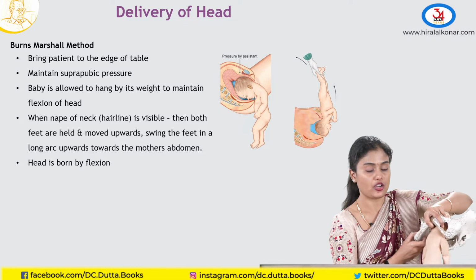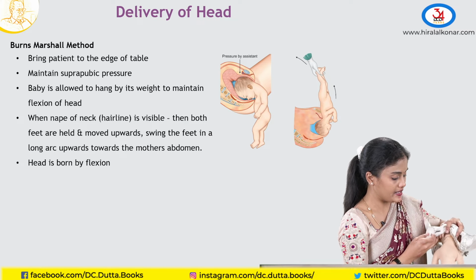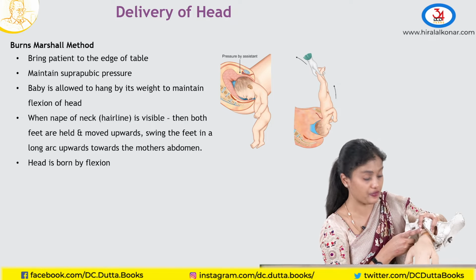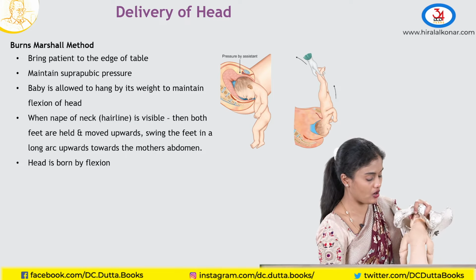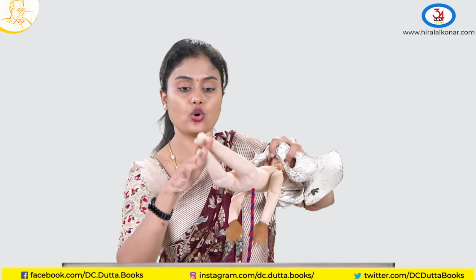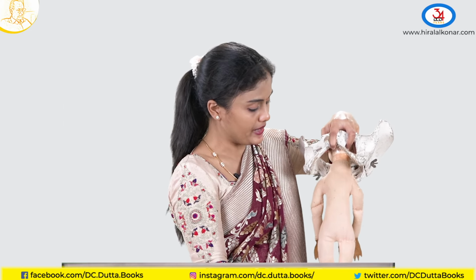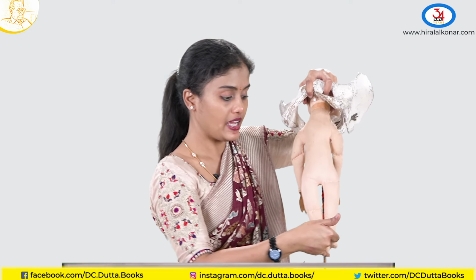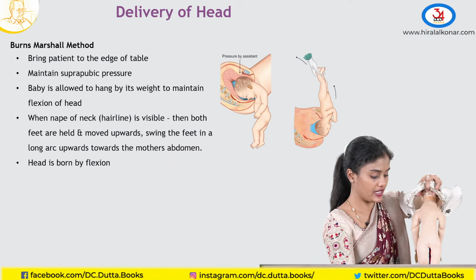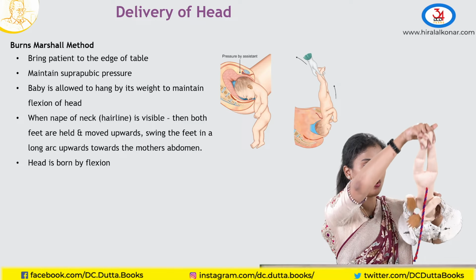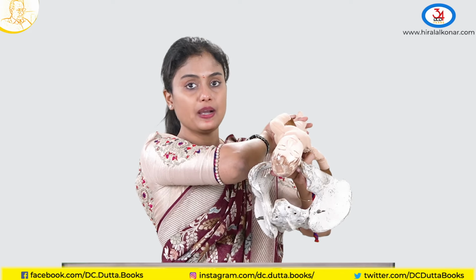When the nape of the neck or the hairline is visible, at that time both the feet are held. Now you can see the nape of the neck. So you hold both the feet like this. You can see in the figure also, the baby is hanging on its weight like this, you are holding like this, and then you make a long arc towards the mother's abdomen. This is how the head is delivered by flexion.